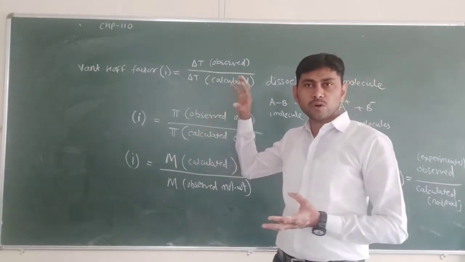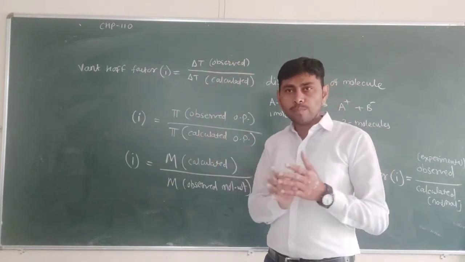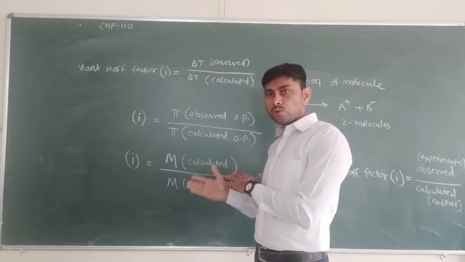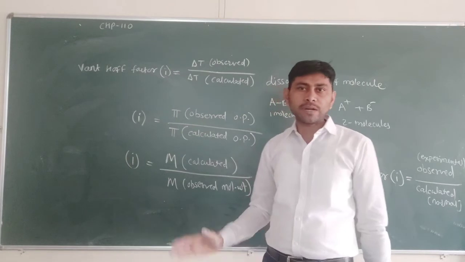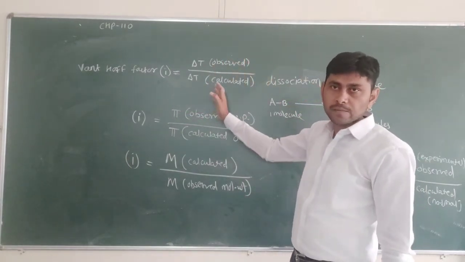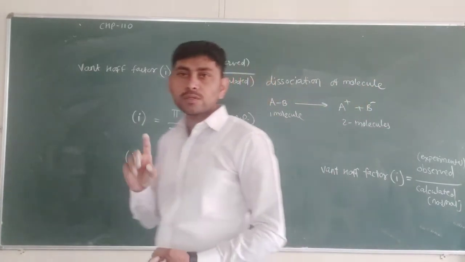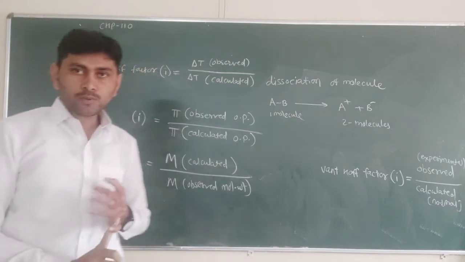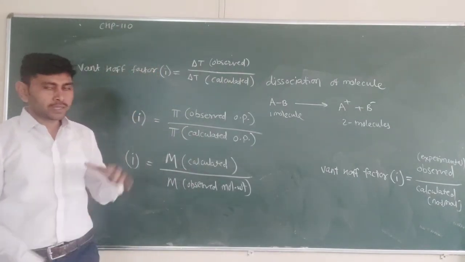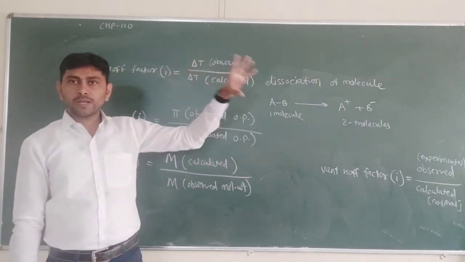Osmotic pressure is the excess external pressure required to stop the flow of solvent molecules from the solvent towards the solution side through a semi-permeable membrane, and that pressure is called osmotic pressure. It is indicated by pi, which depends on the number of solute molecules. We know that any property which depends on the number of solute molecules is a colligative property. Hence, osmotic pressure is a colligative property.